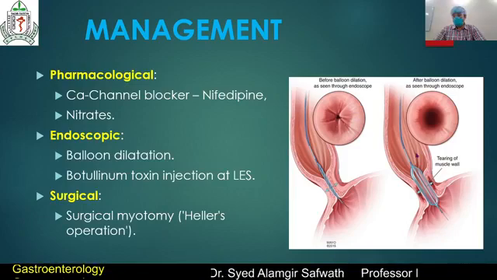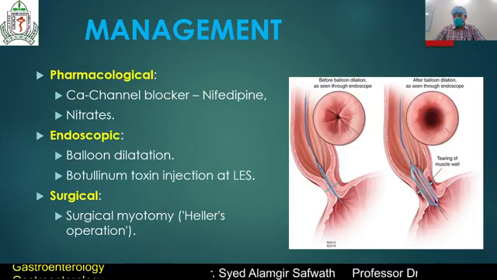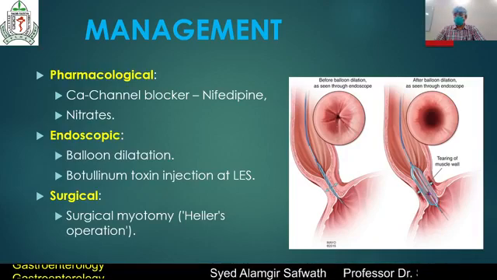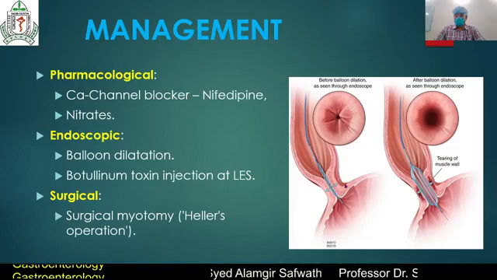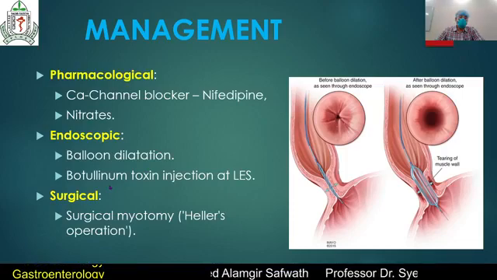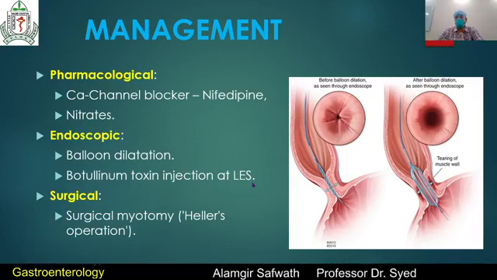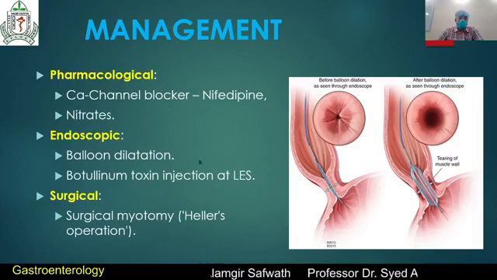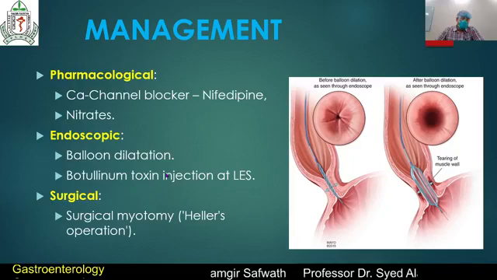Here in this picture, you can see the picture of balloon dilatation. A balloon is passed in the lower end of esophagus at lower esophageal stricture. Then it is dilated, causing dilatation of the lumen of the lower esophageal sphincter. This is balloon dilatation. And sometimes botulinum toxin injection is given because it will cause relaxation of the smooth muscle at the lower esophageal sphincter. So these are the endoscopic therapy.